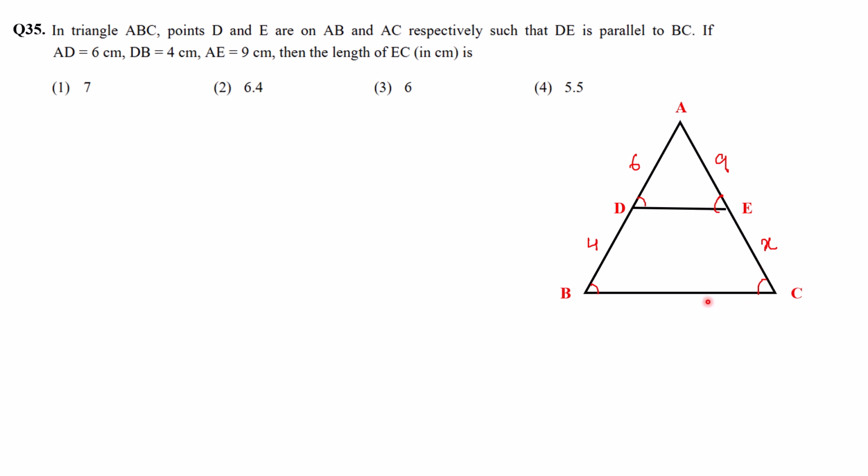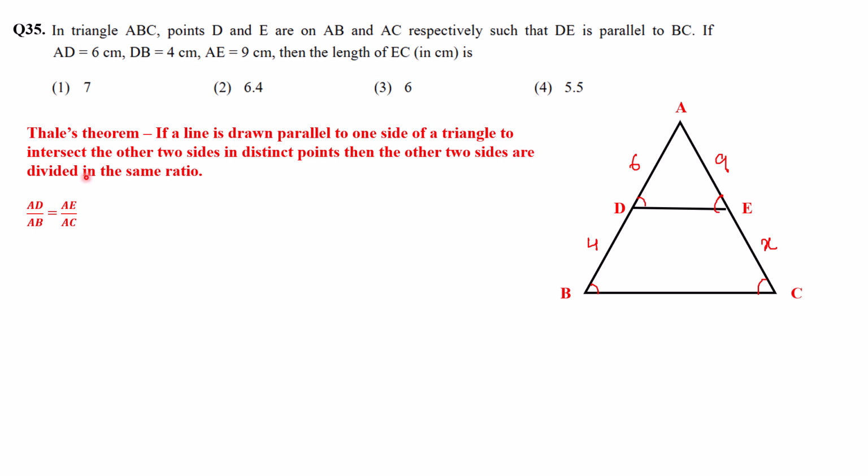Now you have already studied in grade 10 Thales theorem. Okay, so that theorem says that if a line is drawn parallel to one side of a triangle to intersect the other two sides in distinct point, then the other two sides are divided in the same ratio. Now when it is divided in same ratio, when the triangles are similar, isn't it? So now the ratio is AD by AB. Okay, so AD is 6 centimeter, AB will be 6 plus 4, isn't it? Next, AE is 9 centimeter and AC will be 9 plus X. This will be equal. So 6 by 10 equal to 9 by 9 plus X.